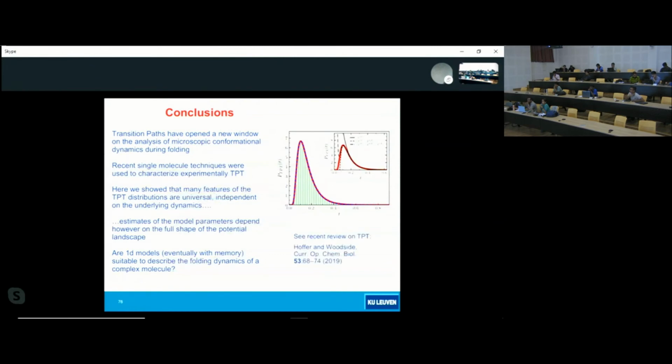And actually, I end my talk here. Just if you're interested, there is an excellent review, actually very short, just a few pages, by Hofer and Woodside. Woodside is the leading experimentalist measuring these transition path times. I think the review is very nice. It shows the experiments on one side, and the theory and the open issues and so on. With that, I thank you for your attention. Thank you very much.